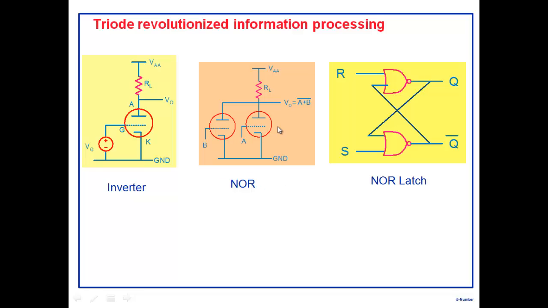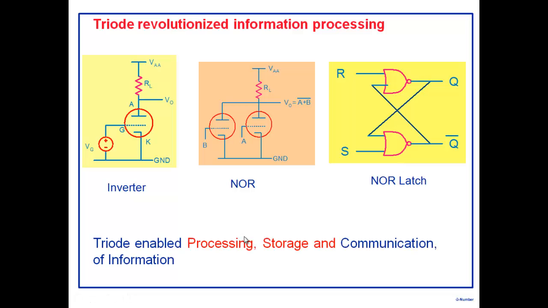I've not shown an AND gate. You can implement a NAND gate as well. And if you have 2 NOR gates, you can cross-couple them and build a latch also. And you know that this is a storage element. So in principle, with the triode, one could do processing of information. With a logical NAND or a NOR, with that logical operation, you can do whatever you want. You can do all arithmetic operations, multiplication, division, whatever you're thinking of. So you could do processing of information. And with the latch, you could also do storage.